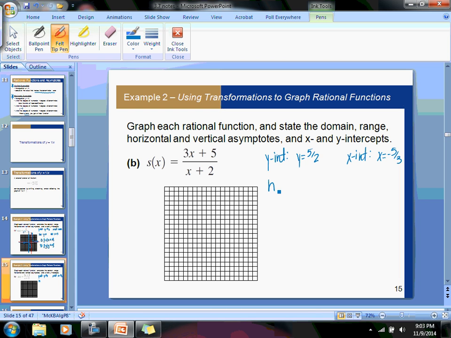For my horizontal asymptote, remember I have to look at the degrees. So now the degree of the numerator and the denominator, they're the same. I have x to the first and x to the first. So when that happens, I want to make a ratio of my lead coefficients. So I'm going to have 3 over 1. So that'll be y equals 3. And then for my vertical asymptote, I need to think of what value makes my denominator 0, which would be -2.